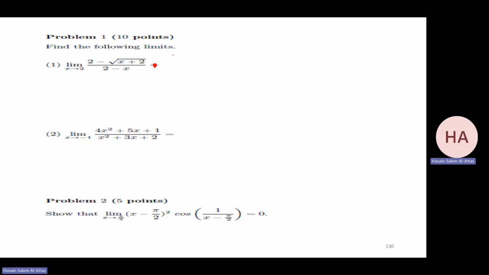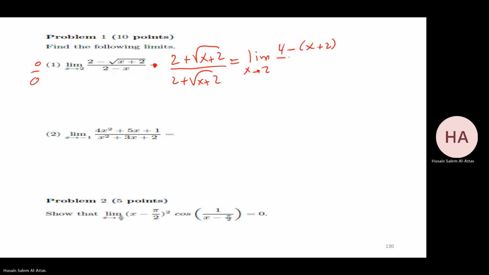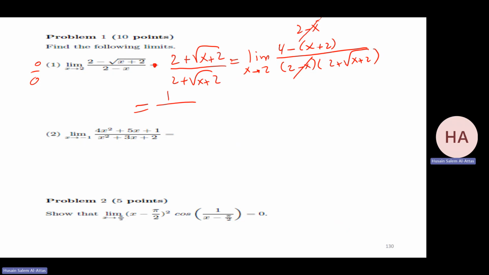Okay, times 2, rationalize. Substitute, you get what? 2 minus 2, 0 over 0. So that means you need to rationalize. We have 4 minus x plus 2 over 2 minus x times 2 plus the square root of x plus 2. This is what? 4 minus x minus 2. This is 2 minus x. So they are cancelled, very clear cancellation. Substitute, you get 1 over 2 plus 2, 1 over 4.